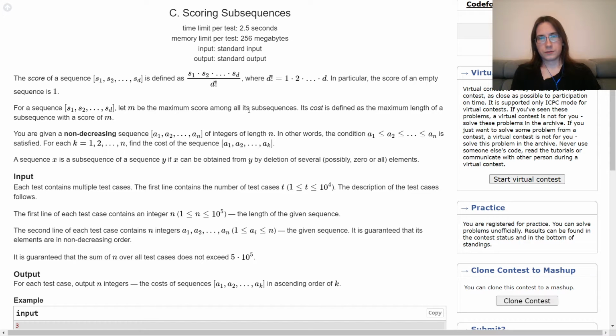Then we call the cost of a sequence the maximal length of a subsequence which has the maximal score. So over all subsequences of this sequence that have the maximal possible score, we take the maximum possible length of such subsequence and call it the cost of a sequence. We are given a non-decreasing sequence. We want to find the cost of all its prefixes.